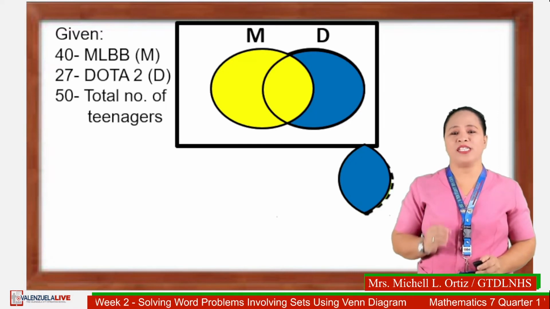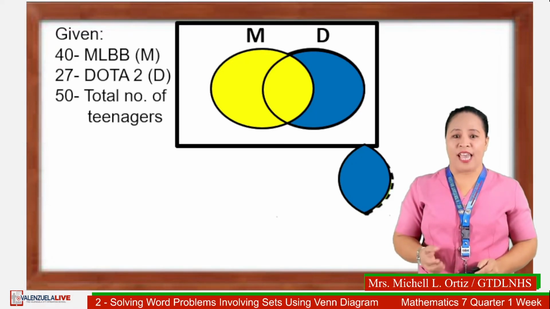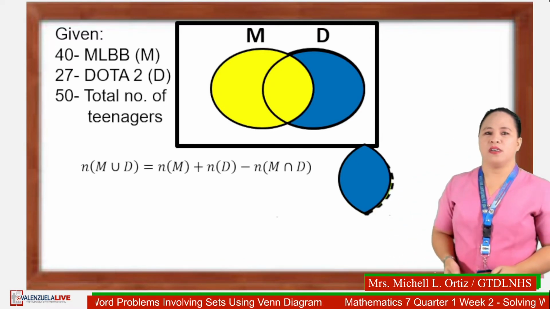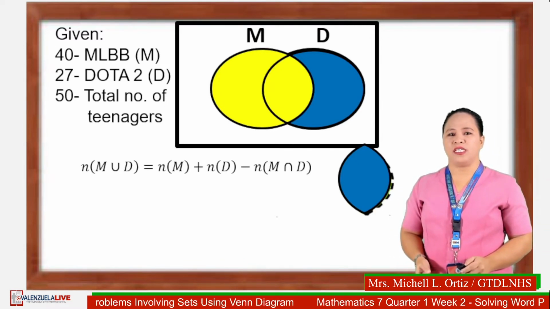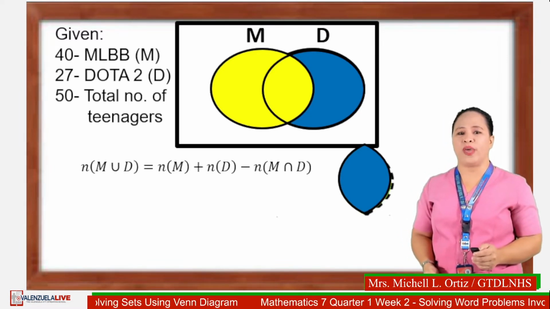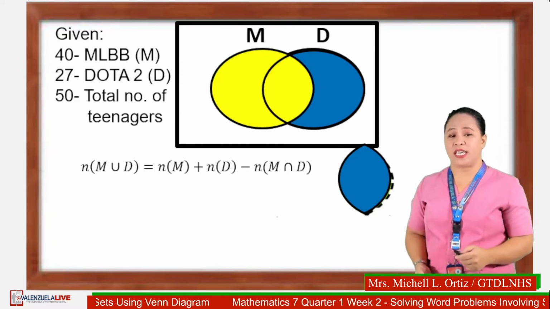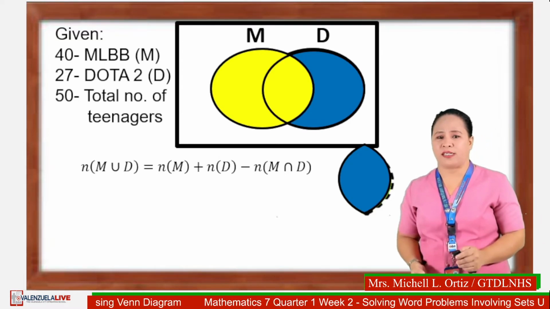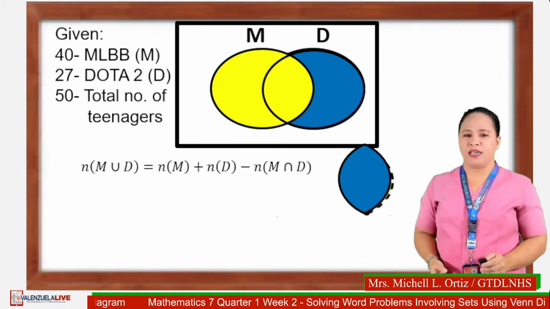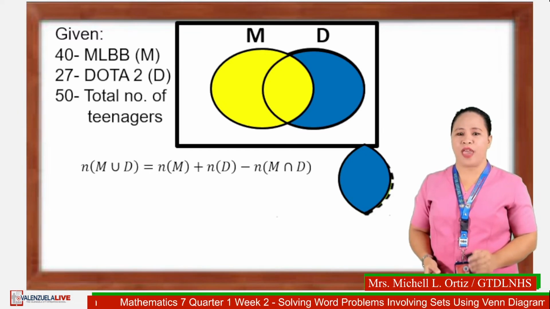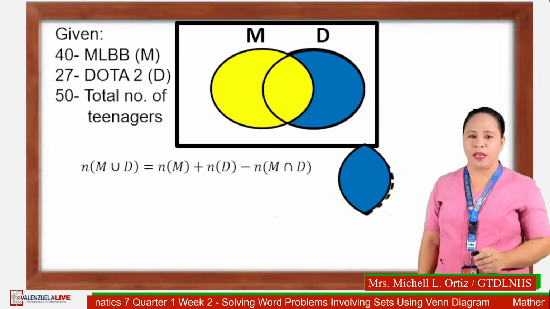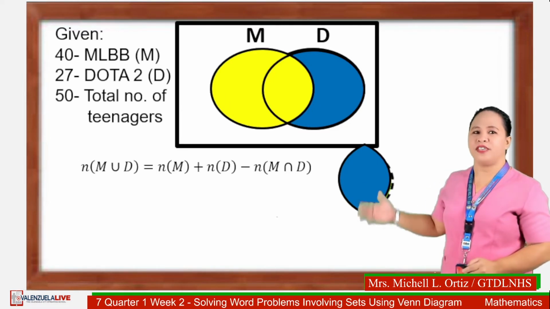In this problem, what is missing is the intersection. And to solve for it, we're going to follow the following formula. You can see in our illustration, on the intersection part of the two circles, when we take away the blue region of the intersection, still we have the union of the sets. Therefore, the cardinality of M union D is equal to the cardinality of M plus the cardinality of D minus the cardinality of M intersection D. This one.